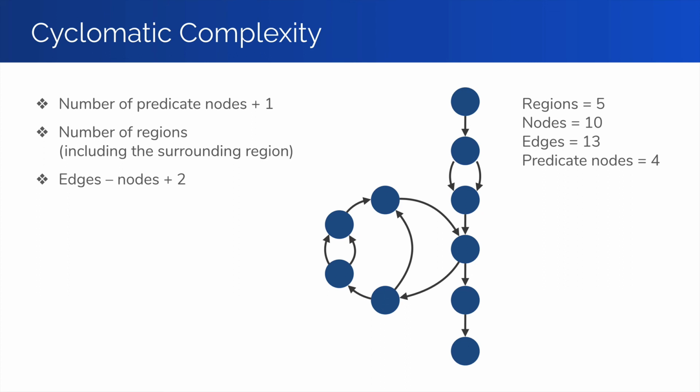Next, you can count the number of regions in your graph. Here there are 5 regions. One region is in the space created by that first if statement. The while loop contains 3 separate regions. And there's a region that surrounds the entire graph. So don't forget to count the surrounding region as a region. The final method is to count the number of edges, subtract the number of nodes, and add 2 to the result. I'll let you do this as an exercise, but you should come up with 5.